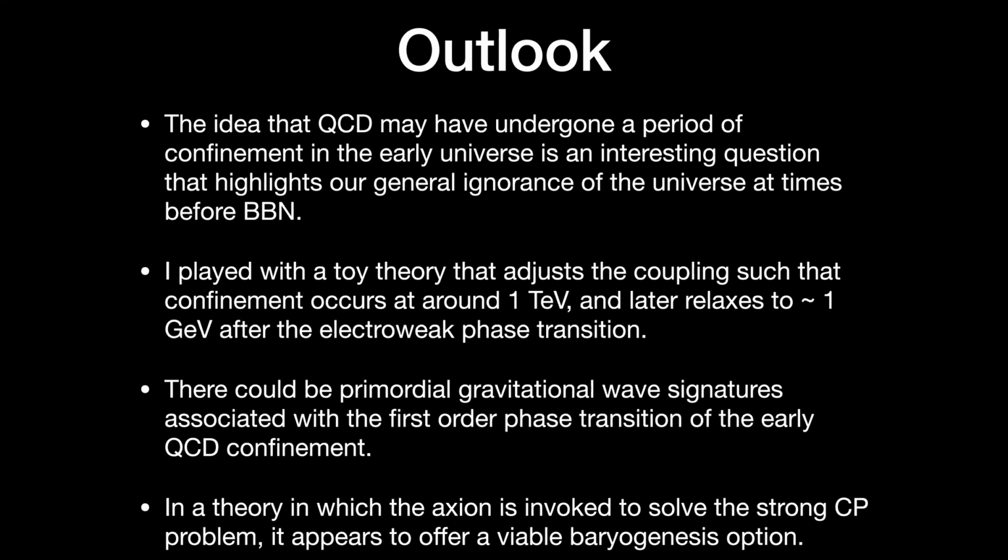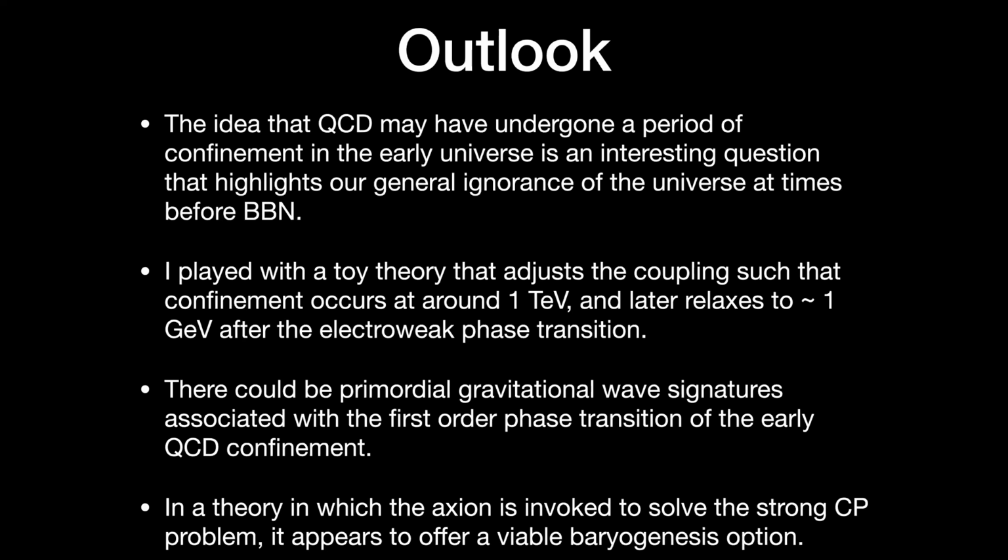So the outlook is the idea that QCD may have undergone a period of confinement in the early universe is really an interesting question. It highlights our general ignorance about the universe at times before BBN. It's kind of a playground where theorists can play. The toy that I happen to play with is a theory that adjusts the strong force's coupling such that confinement occurs at around a TeV and then later relaxes to around 1 GeV after the first order phase transition. There are primordial gravitational wave signatures that could be associated with that first order phase transition of the early QCD confinement. We looked into this a little bit. It turns out it's very hard to model things in a way that you believe, and so we just kind of gave up on making a rigorous statement. But it's clear that there is some kind of gravitational wave signal which potentially could be produced. I mean, it'll be produced, it could potentially be observable.